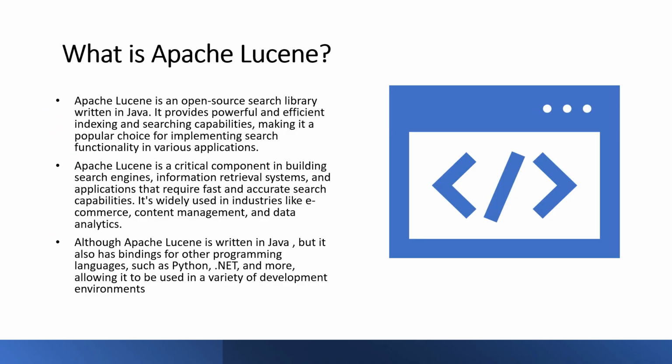So before we begin our presentation, let's start by knowing what exactly Apache Lucene is. Basically, Apache Lucene is an open source search program written in Java with powerful searching and indexing capabilities. It also plays a significant role in building search engines and is used in various industries like e-commerce and data companies, etc. Apache Lucene is written in Java, but it's quite compatible with other programming languages as well.